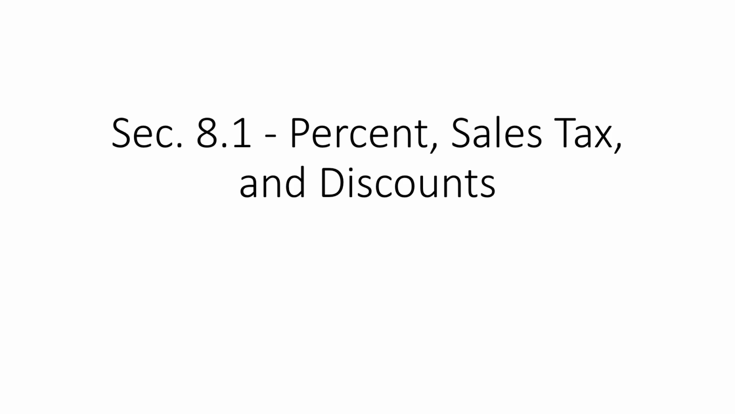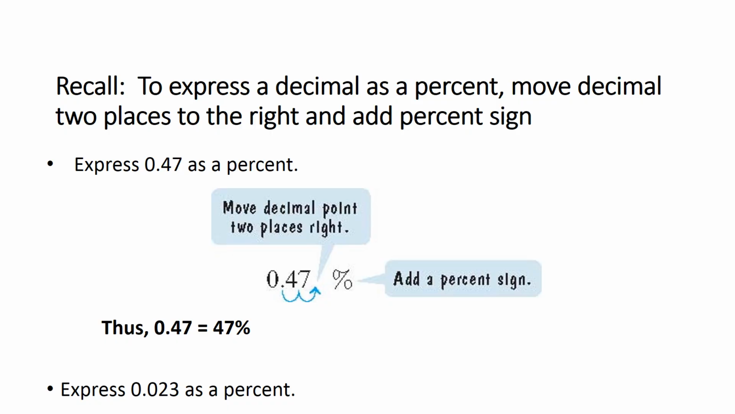We will now move into the financial portion of this class, and the first section is 8.1, sales tax and discounts. We already talked about this, but just a brief review. Remember to express a decimal as a percent, we move the decimal 2 places to the right and add a percent sign.